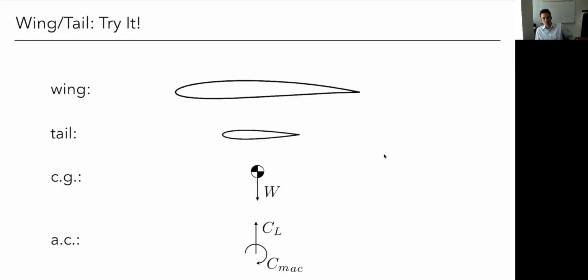Okay, so like last time, I'd like you to try this first. There's a wing, there's a tail, there's a center of gravity, and then there's an aerodynamic center. See if you can place these, figure out how this should work. How does a tail and a wing work? So just pause and give this some thought. Draw some of these diagrams.